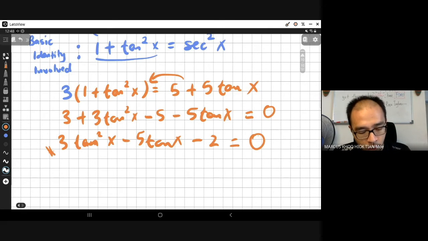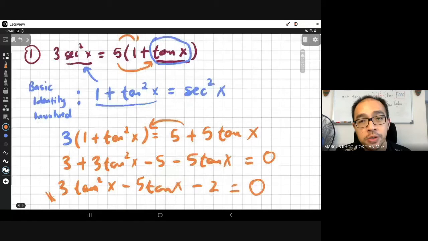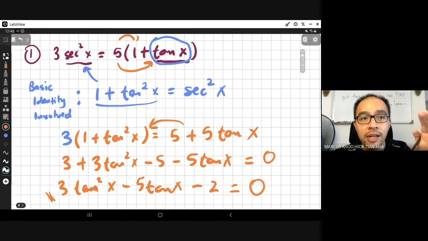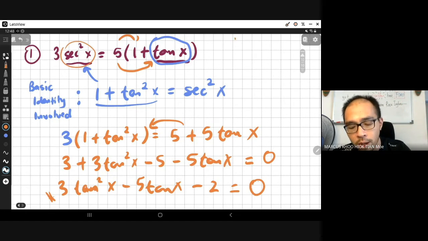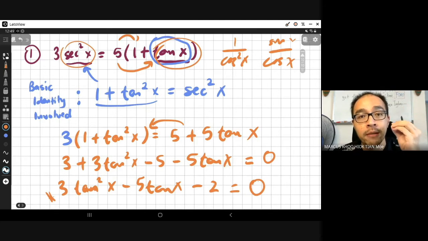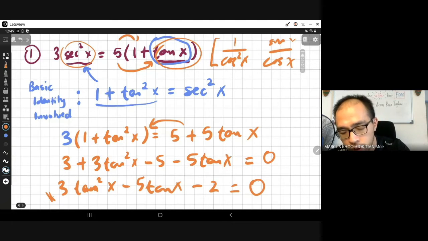Now, as somebody who is just starting out, like all of you, it is very natural. Let me tell you, it is not wrong, but it is very natural if the first instinct that you get is you want to change secant to become 1 over cos squared x, and then tangent to become sine x over cos x. Okay, it's very, very natural. You want to use familiar terms like sine cos. But having said that, can I use this method to solve the equation?